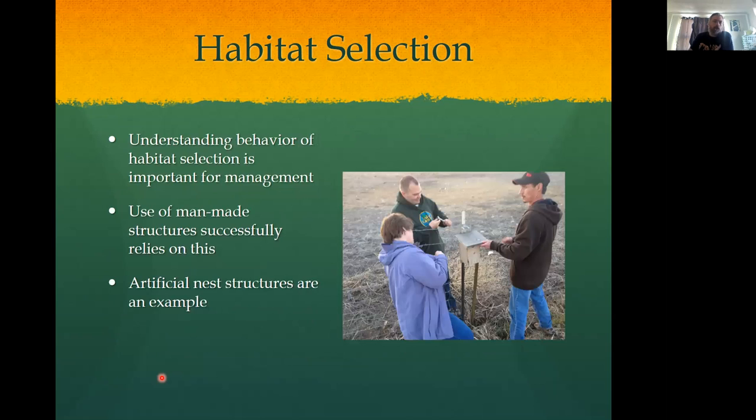We care about all of this, of course, because understanding these habitat selection behaviors, if we're going to manage for a species, we need to know what they want, right? What are they going to look for? What is going to be a successfully managed area? And if we're going to be putting things in, if we're going to be building things in here, this is really going to heavily rely on our understanding of what to build, what to put in, right? So things like artificial nests are good examples of that.